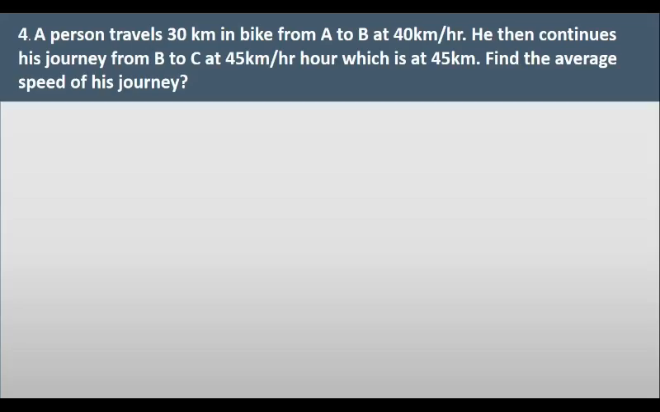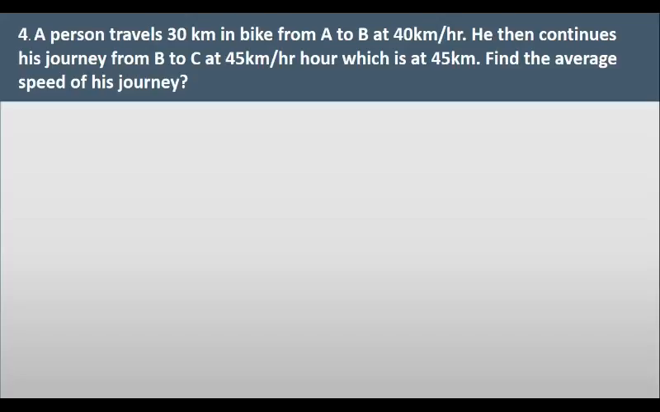So let us begin. The fourth problem: a person travels 30 kilometers on a bike from A to B at 40 kilometers per hour. He then continues his journey from B to C at 45 kilometers per hour, which is at a distance of 45 kilometers. Find the average speed for his journey.